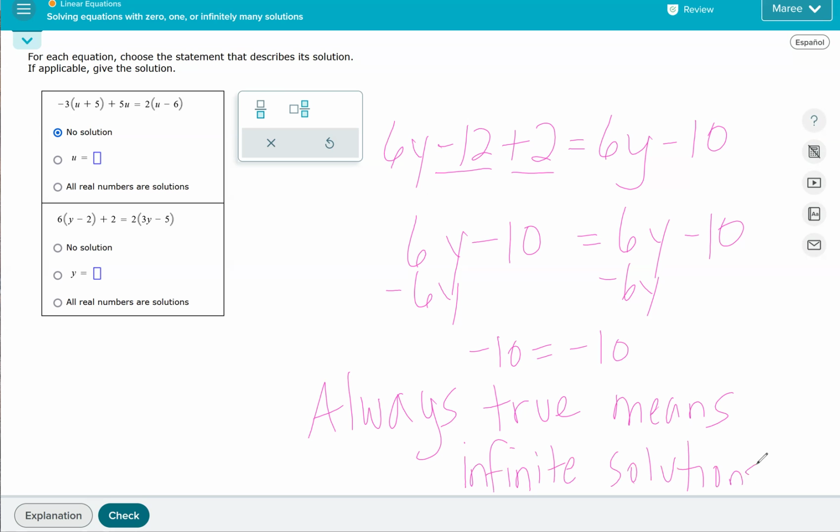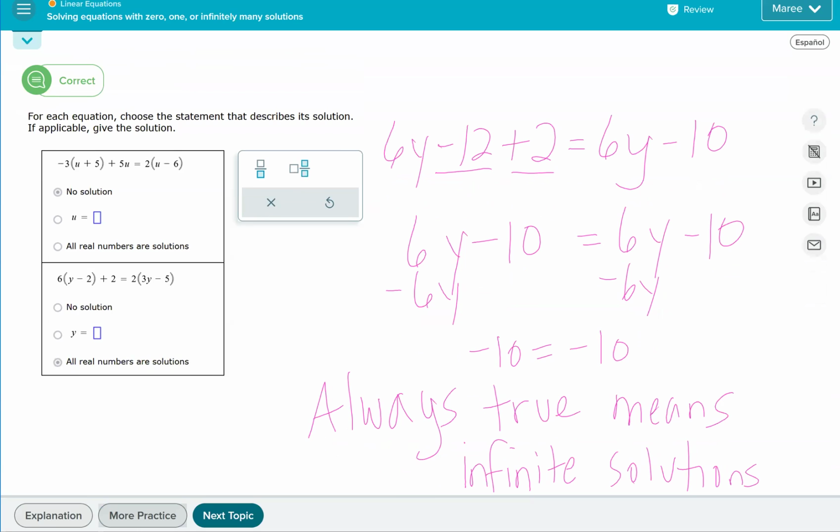So, oops, I usually abbreviate that. So we're going to go with all real numbers are solutions. And I'm going to go ahead and end the lesson there.